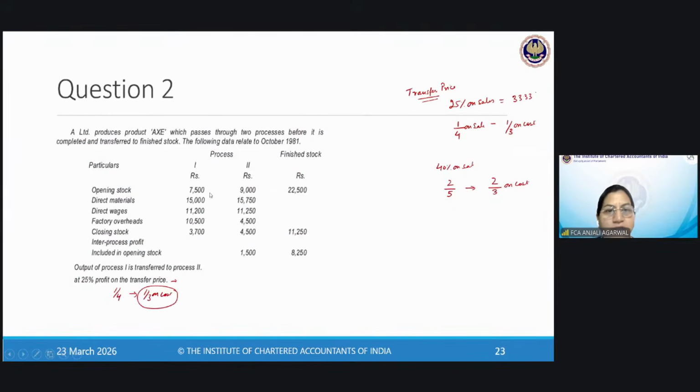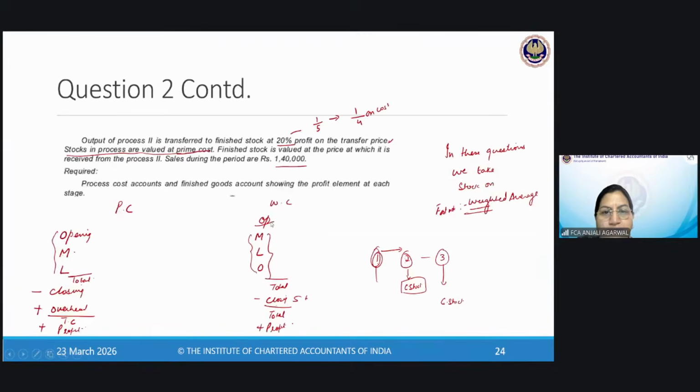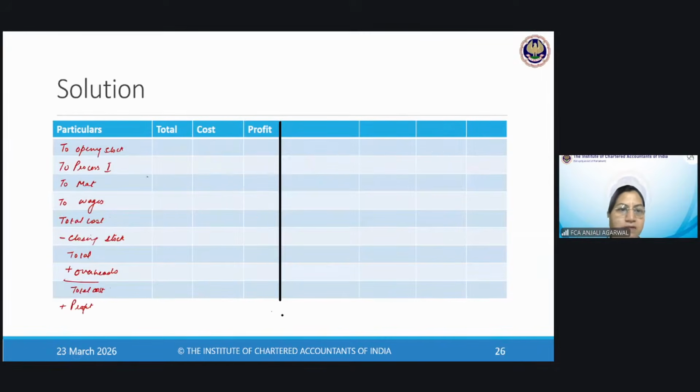So if you look at process 2, you already had an opening stock of 9,000 and inter-process profits included in the opening stock was 1,500. First process will not have any inter-process profits. So 9,000 was the opening stock and inter-process profits were 1,500. 15,750 material, 11,250 labor, 4,500 overheads and 4,500 closing stock. 9,000, which has an inter-process profit of 1,500, therefore its cost is 7,500.